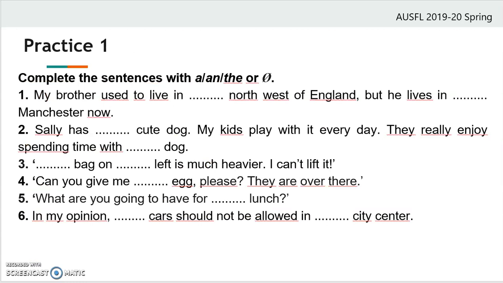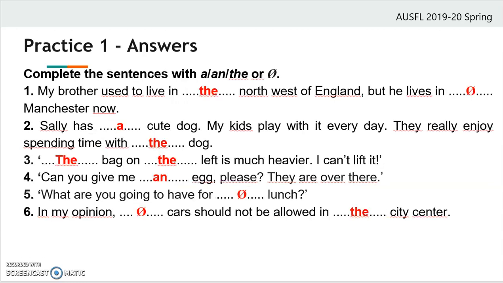Here you see some exercises. Stop the video and do them. We will go over the answers together. Let's have a look at the first sentence. My brother used to live in northwest of England, but he lives in Manchester now. The first blank should be the, because it refers to the name of an area. The second doesn't need an article because we don't put articles before cities.